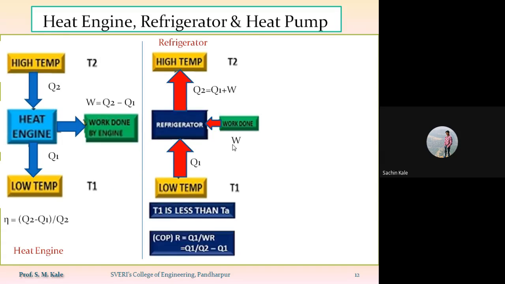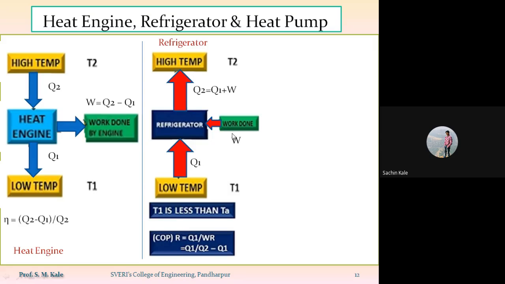As we know, the formula for COP is output upon input. The desired output is the amount of heat absorption, that is Q1, divided by the input, which is the work done on the refrigerator. If I denote this as WR, the work done on the refrigerator, then Q1 upon WR is the COP of the refrigerator.